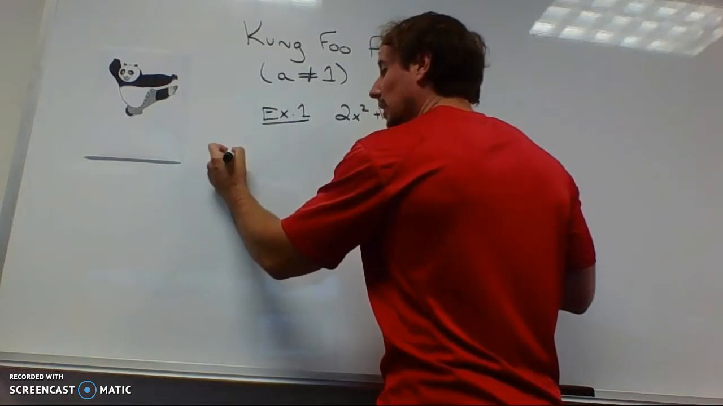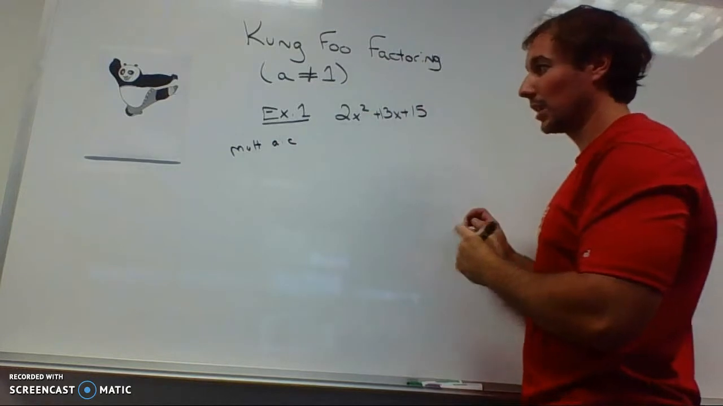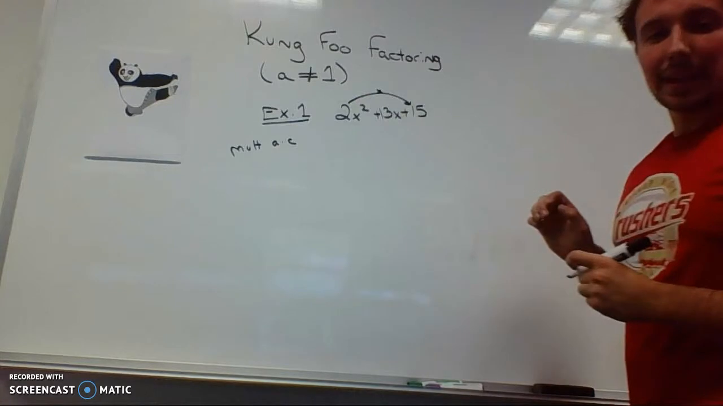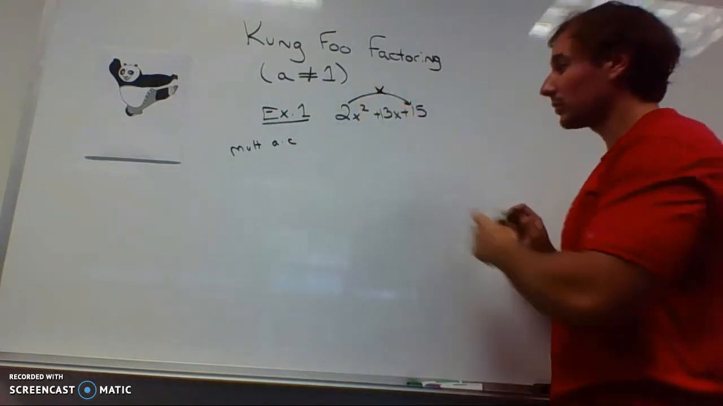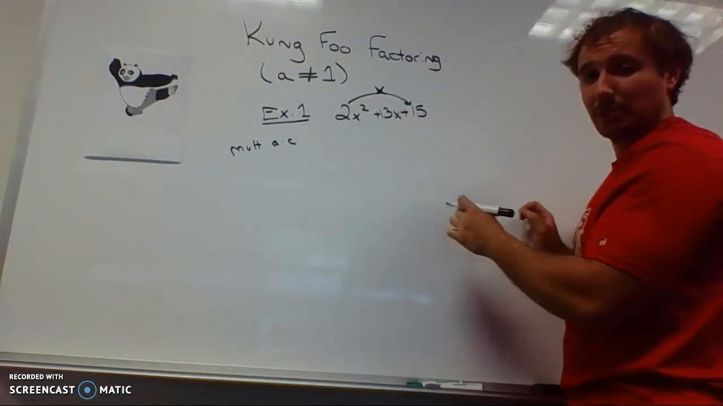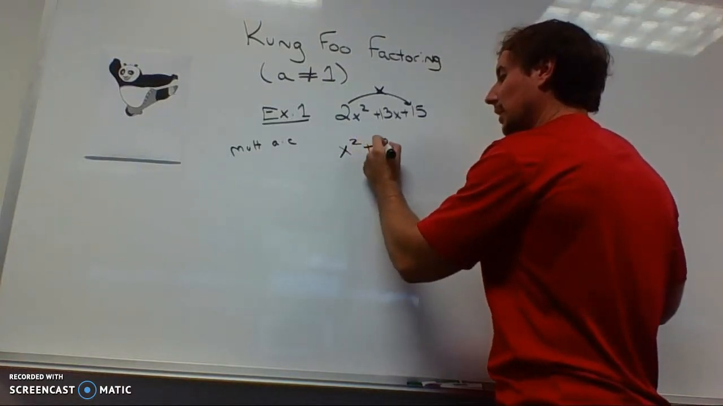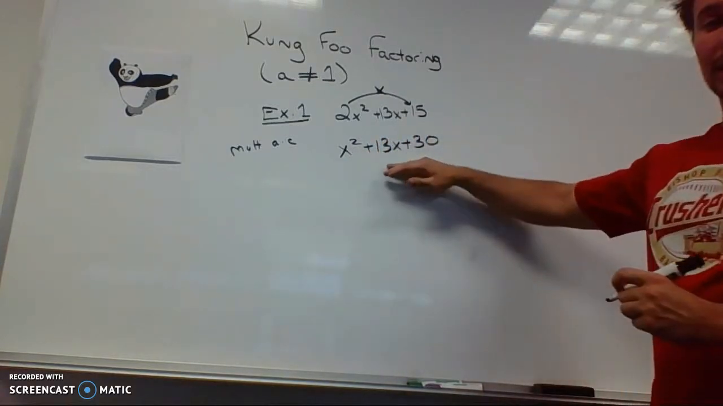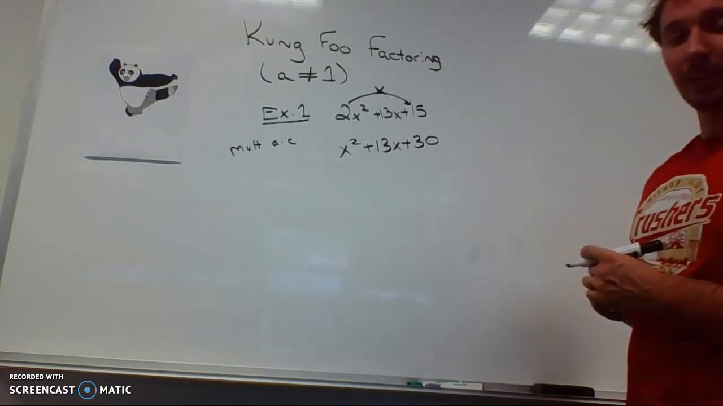So our first step is we multiply a times c. So I'm going to take this 2, my a value, and I'm going to multiply that by my c value of 15. So 2 times 15 is 30. What I'm basically doing is I'm moving that 2 into my 15. So my new problem says x squared plus 13x plus 30. Okay, so this looks like something that we've done in the past, right? Now we don't have a coefficient in front of that x squared.